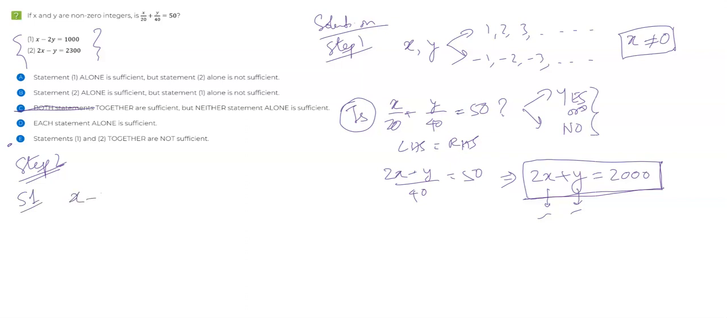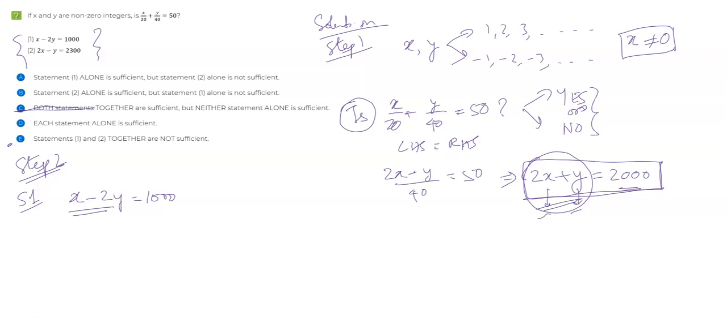The first statement is x minus 2y is equal to 1000. Okay, now this might seem like a trivial equation and it might seem that you might not get the answer, but keep in mind, what do we need to prove? We need to prove whether this portion is equal to the 2000 or not. So the idea should be to write the left hand side in this form, exactly in this form, and see what you are getting on the right hand side.